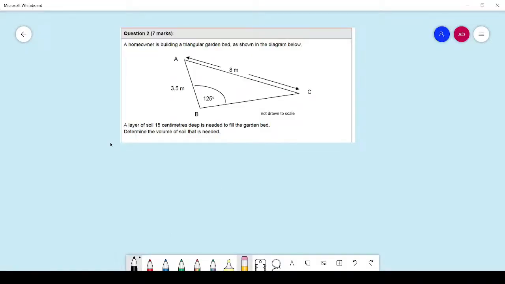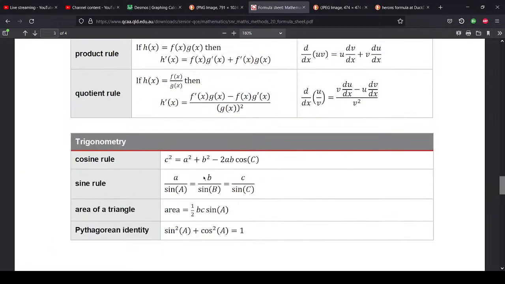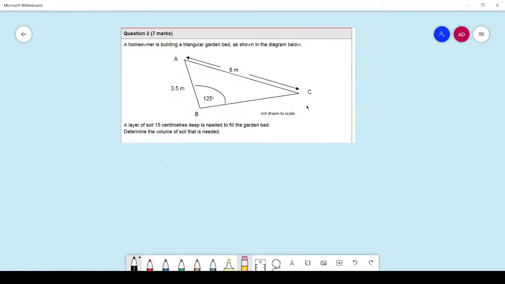Let's just get started. To use any of those rules, we're just going to need to find out the information. We've got two sides here. Let's find the length of this side. We've got one angle. Let's find the other angles, and then we'll see which formula we could actually use. If we have two sides and one angle, note that it's not the enclosing sides. So we're probably not going to use cosine rule, and we couldn't anyway because we don't know the third side. So let's use sine rule. Sine rule is: A over sine A equals B over sine B equals C over sine C.